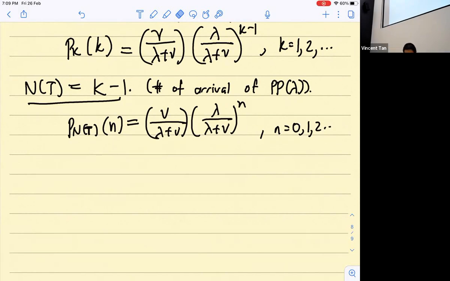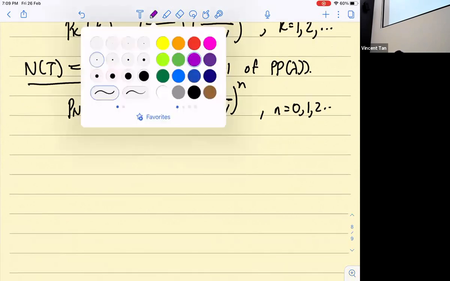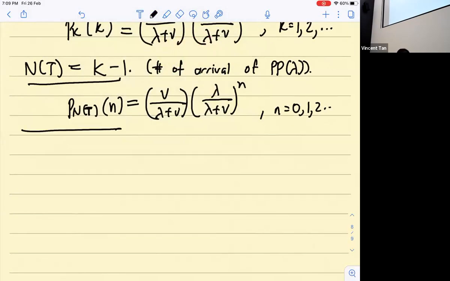Okay, so now let me prove one more theorem and then we will take a small break. This is what follows. I'll be discussing section 2.5 on conditional arrival densities, which is the last thing we want to talk about in Poisson processes. Conditional arrival densities.